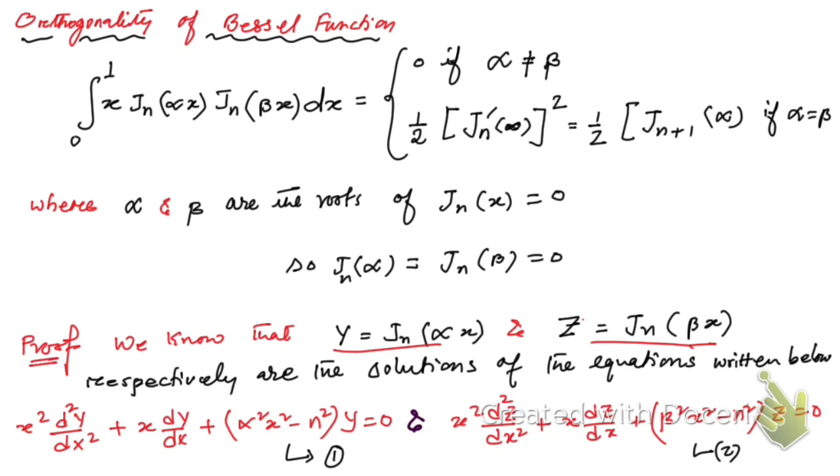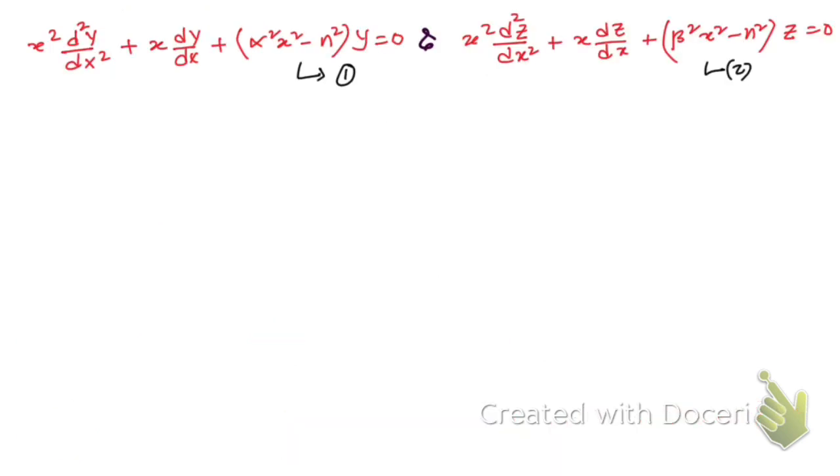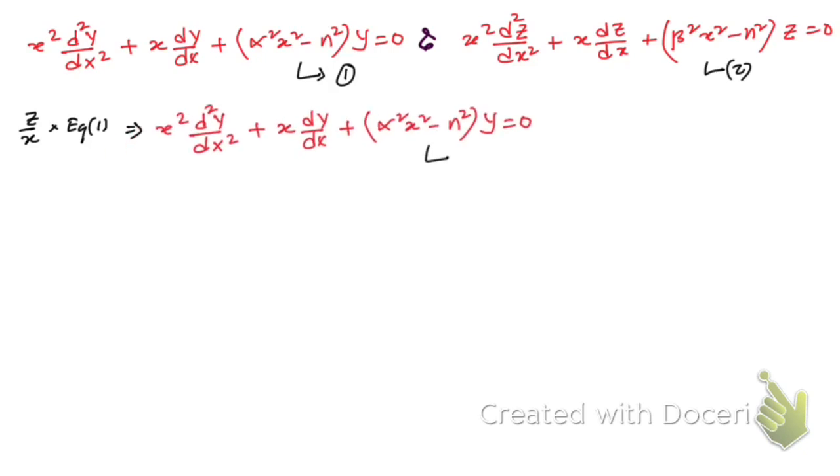So these are the two equations. Okay, and let me multiply z by x and equation number 1. Let me multiply both sides of equation number 1 by z by x. Then what we're gonna have, so let me copy this equation number 1. So here is the equation number 1, you see.